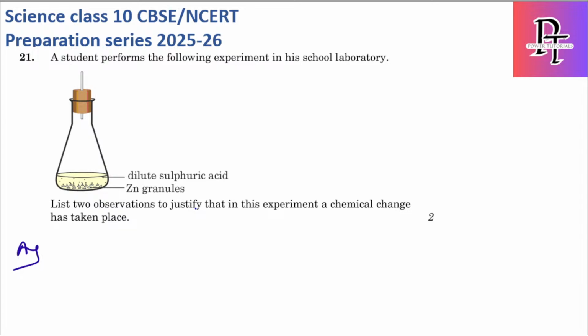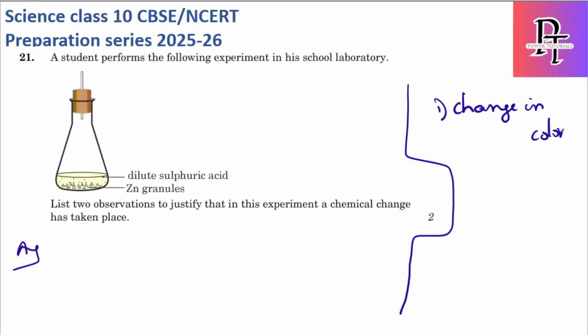So generally, what are the things to confirm whether a chemical change has happened? This is not related to the question, but it can occur in similar questions. We have 4 things. First one, change in color. If any change in color happens in the reaction, we call it a chemical change. Second, change in temperature. It can be an increase or decrease.